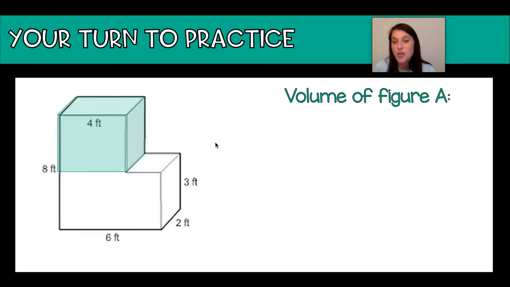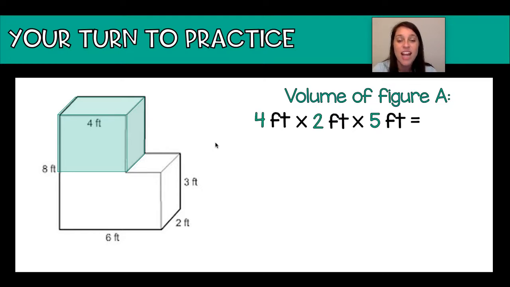Okay, let's go through and check your work. Our length was 4 feet, our width is 2 feet, and our height is 5. How did I get 5? I took the 8, that was the combined height, subtracted the 3 height from the bottom object, and got 5. So the 8 minus the 3 gave me 5 feet for this figure A, or teal box. Multiplying those together, 8 times 5 is 40 cubic feet.